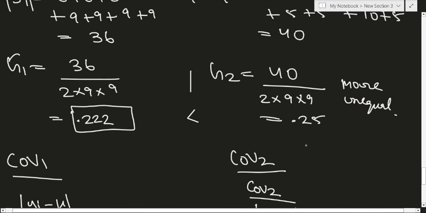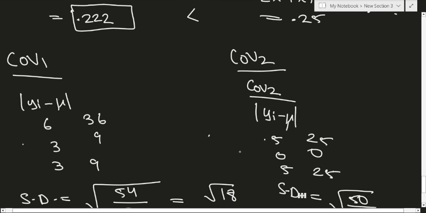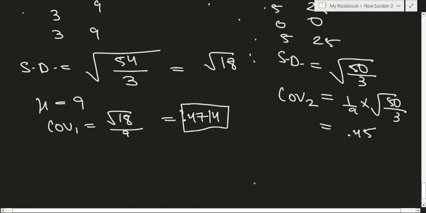Now coefficient of variation, let's see. We have got COV1 as 0.47 and COV2 as 0.45. So in whichever distribution COV is greater, it is more unequal. So here the first is more unequal.